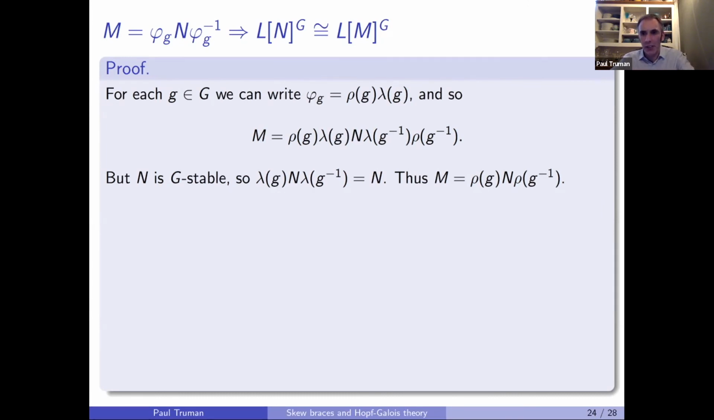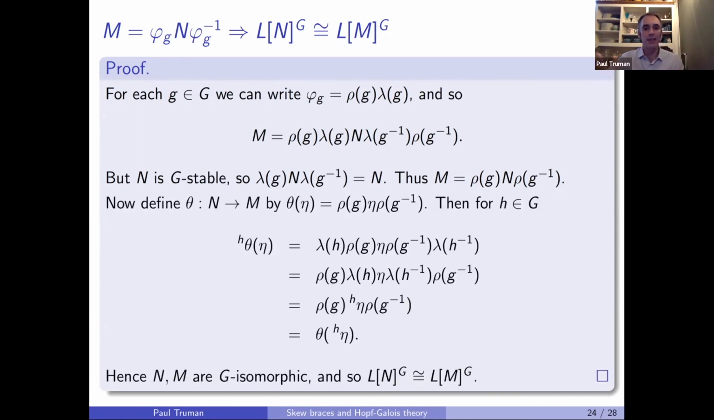There's a section in my latest paper with Alan. We call these things rho-conjugate subgroups, and that leads you to this idea of rho-conjugate Hopf-Galois structures, which seem to be very, very close to each other. They share lots and lots of properties. Anyway, I end up being able to write M like this, and then there's a natural choice for an isomorphism from N to M.